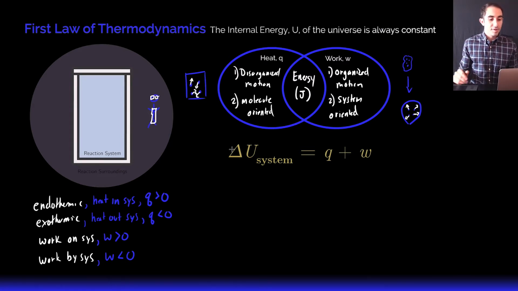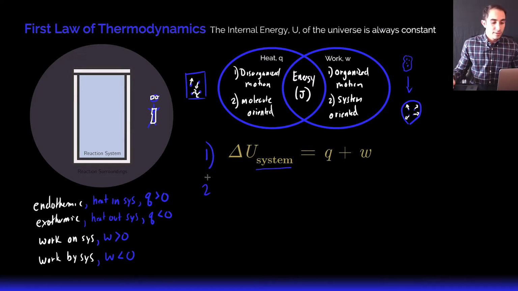And the first equation that I want to talk about is this one right here, which is that the delta U for the system, so the internal energy change for the system, is equal to the heat flow and the work. And this is an equation that you're going to use a lot. And it's important to recognize the subscript here. We're talking about the delta U of the system.